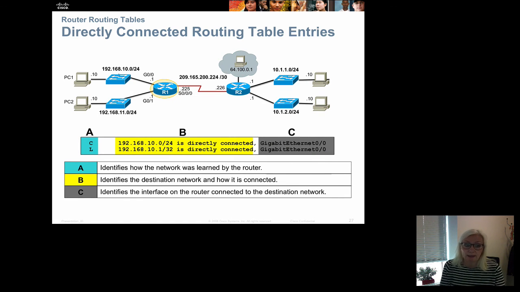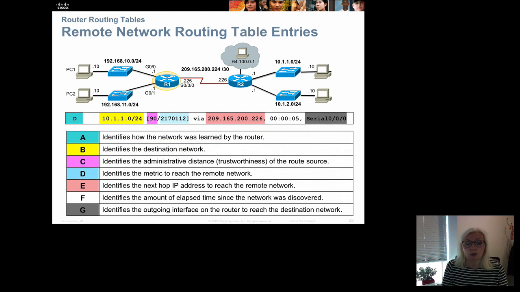If you look first at the directly connected routing table entries, we will see that the first here is either a C or an L. The C is how the networks are learned. In this case here, it's either the directly connected network C or a local network L, which is the exact IP address of the interface. We will see the destination network and how it's connected. Well, in this case, 192.168.10.0, and it is directly connected. And then in the end here, we will see which interface it is using.